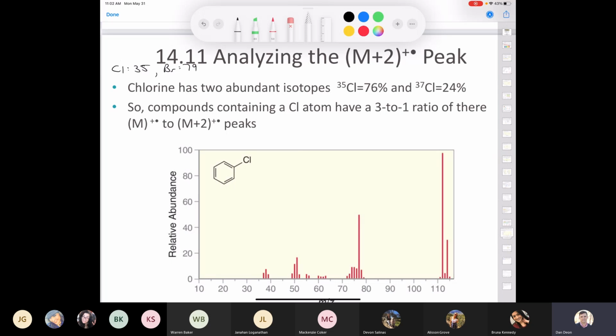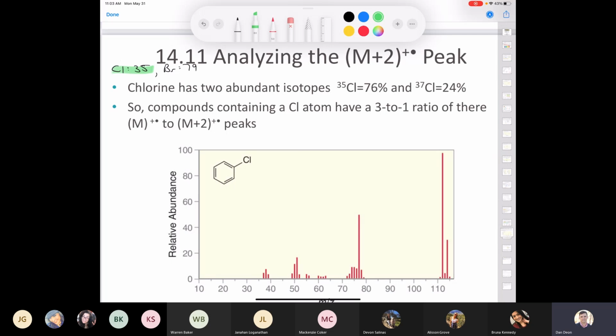We'll start with chlorine and then we'll do bromine after. So right now, we're just going to focus on chlorine. Chlorine has two abundant isotopes. I wouldn't expect you to remember this from general chemistry, no way. But I want you to have this memorized for organic chemistry 1 and for the lab because it's so handy. Chlorine-35 is about 3/4 of the isotopes, so 76%. The rest is chlorine-37.